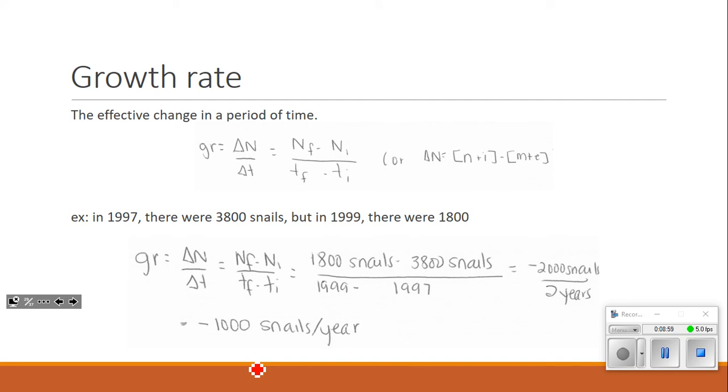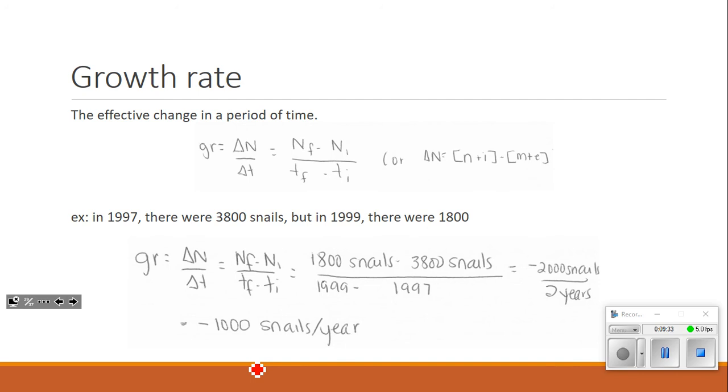If your answer is negative, numeric response questions don't let you put a negative symbol in. So there would always be a negative symbol in front of it or something that says plus or minus, so that you know that your answer could be negative. In this case, my final population was 1,800 snails. My initial population was 3,800. Time will always be the later year minus the earlier one. So if I simplify that, I have negative 2,000 snails per 2 years.